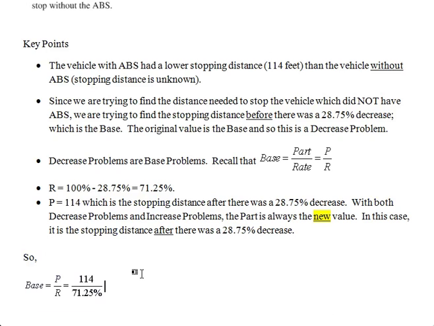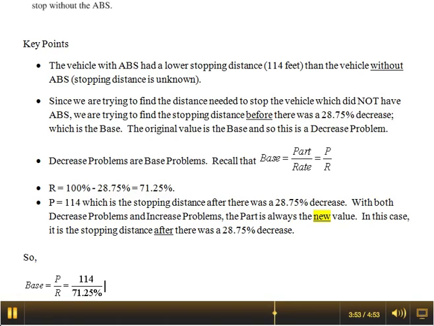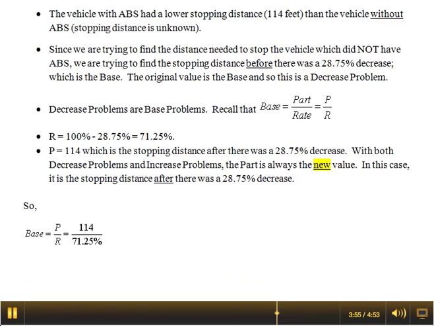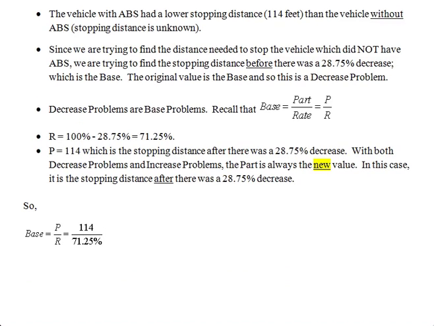Okay, so how do we compute our answer? Since base is part divided by rate, we take the part, which is 114, and we're going to divide that by the rate, which is 71.25%. Again, any computation involving percents requires that percent to be expressed as a decimal or a fraction. So in this case, I rewrote 71.25% as 0.7125.